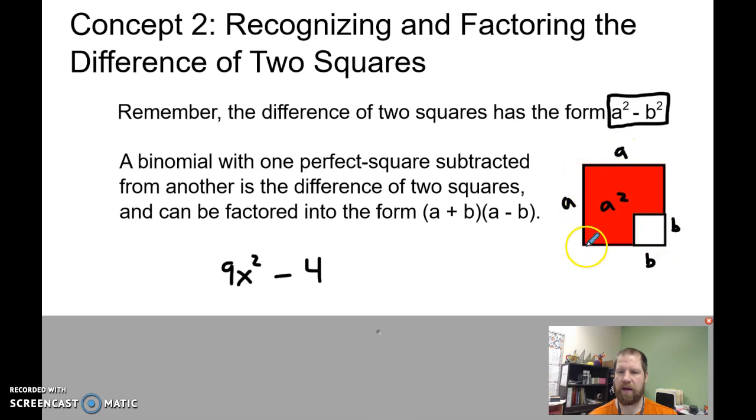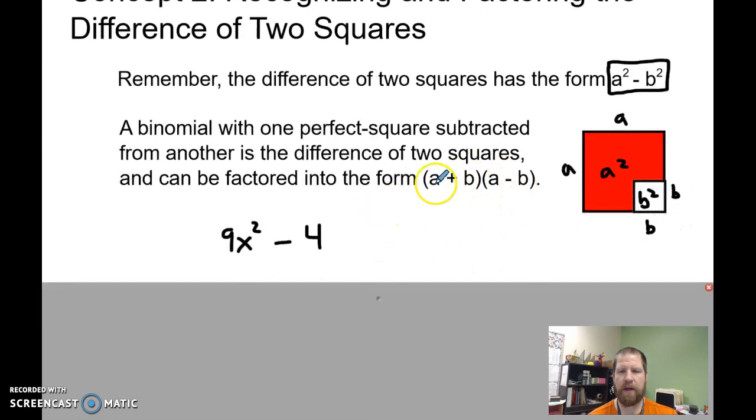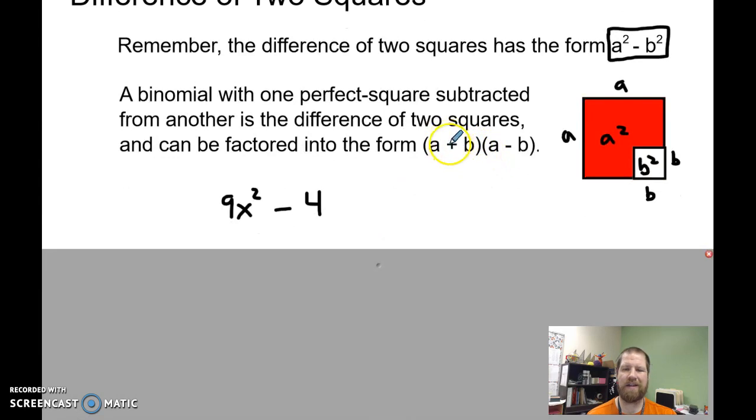I have my area of a square with side a, and then I'm taking out a smaller square of side b. So that's going to be a squared minus b squared. When we factor those as a binomial, they have the form of a plus b times a minus b. Remember, the fact that we have one positive, one negative is what gets rid of our middle term.